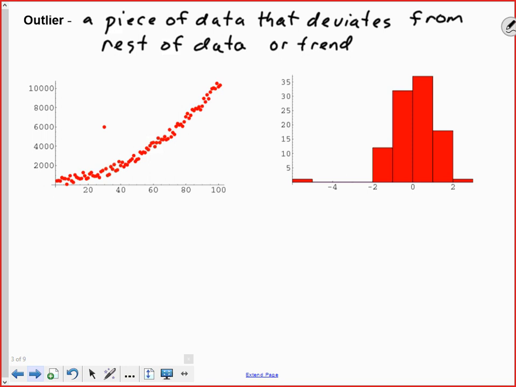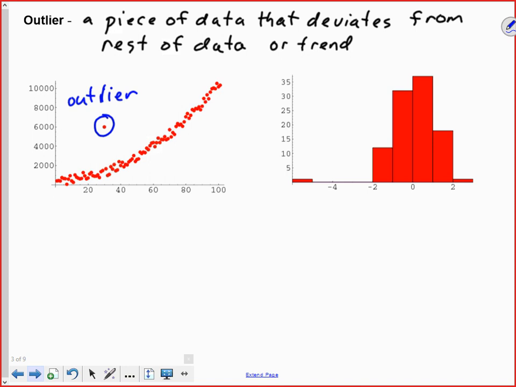Okay, so I've got two graphs here. On the left here, I've got a scatter plot. The outlier in this one is this point right here. It does not follow the trend of the rest of the data. Notice it's not the value of that data point. That data point is about 6,000.